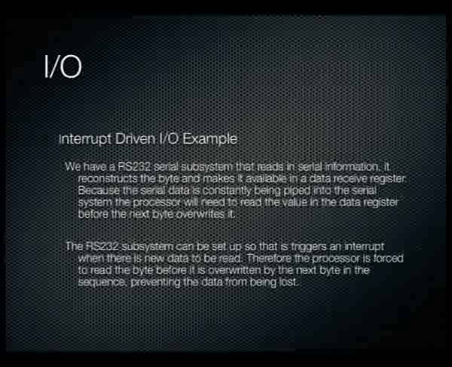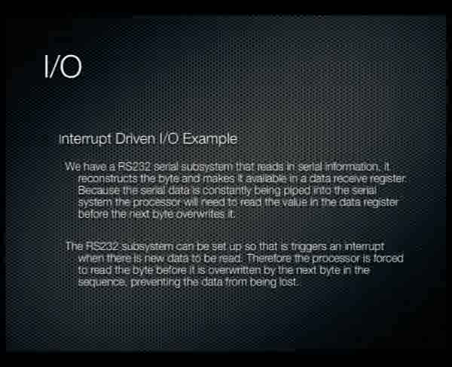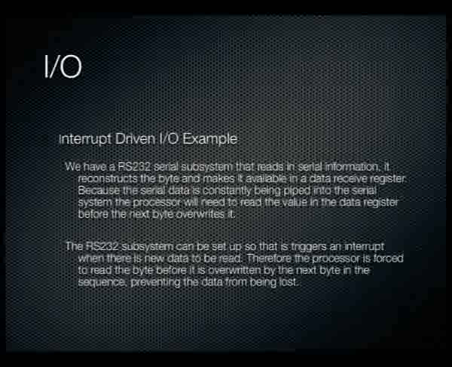Because our serial data is constantly piped down that line, it's constantly being reconstructed. So if we don't deal with that data within the next 8 shifts of that shift register, it's effectively going to be overwritten. So we need to sit there waiting for a bit of data to become available and then simply grab it when it's available.